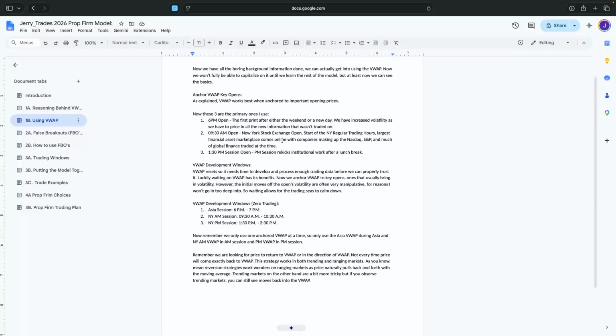Obviously you only use one VWAP at a time, right? So only use Asia VWAP during Asia. Obviously that's common sense. And so in this strategy, what we're doing is looking for price to return to VWAP, because we assume through our entry criteria that big institutions have gotten in and price will naturally come back to VWAP, right? Because if you go from discount, what is the next target? Equilibrium or fair price or VWAP, and then premium, right?